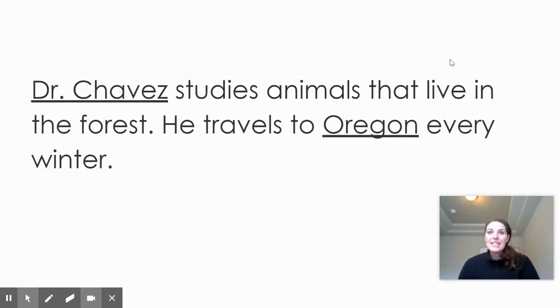The next sentence reads, he travels to Oregon every winter. Oregon is a specific state in our country. And so the first letter in Oregon is capitalized to show that it is a proper noun.